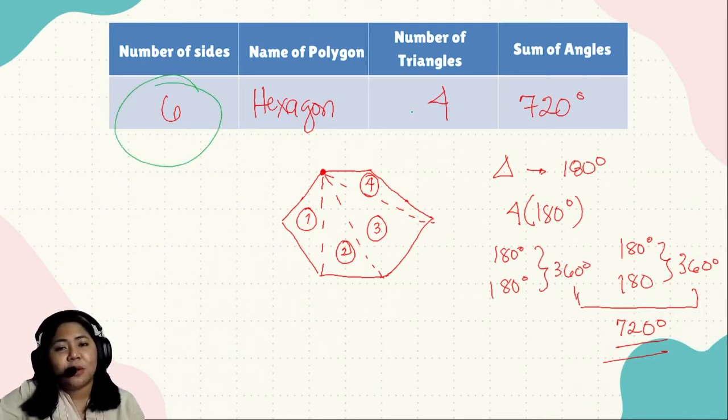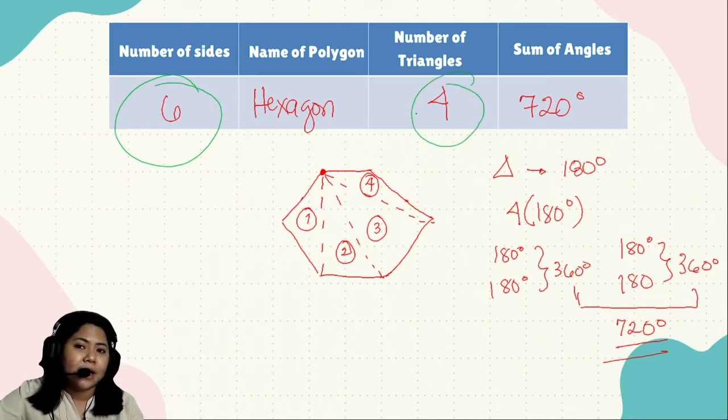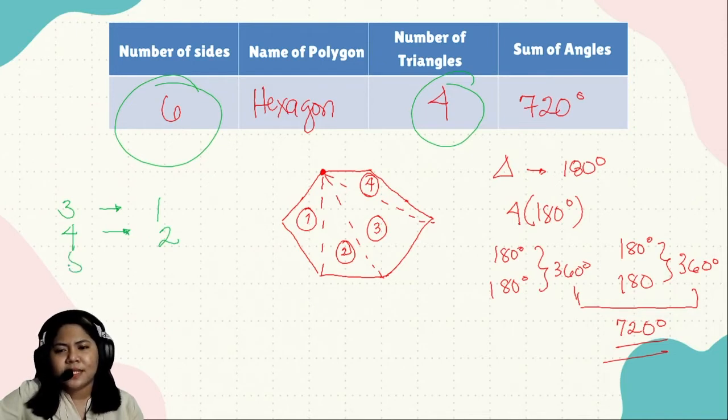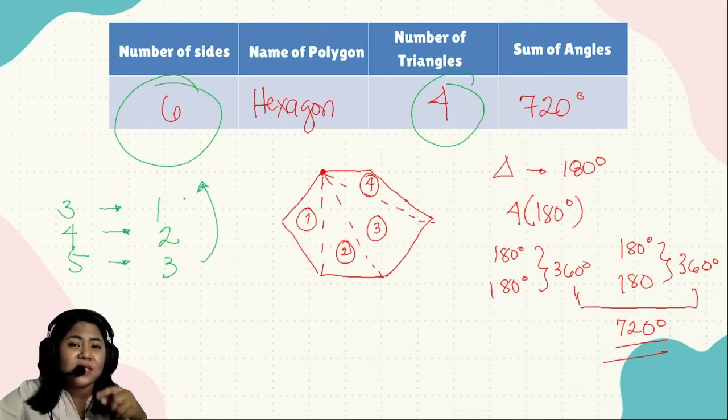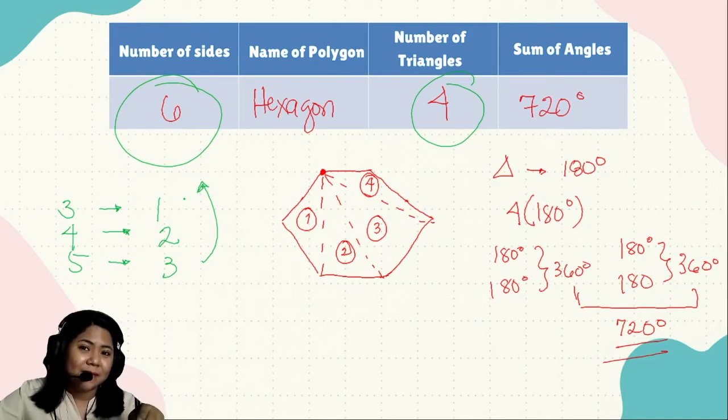Let's relate the number of sides of a polygon to the number of triangles. Kanina, kapag ang number of sides ay 3, ang number of triangle ay 1. Kapag ang number of sides ay 4, ang number of triangle ay 2. Kapag ang number of sides ay 5, ang number of triangles ay 3. Ngayon naman, kapag ang number of sides ay 6, ang number of triangles ay 4.